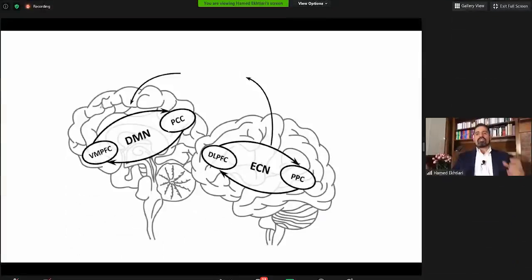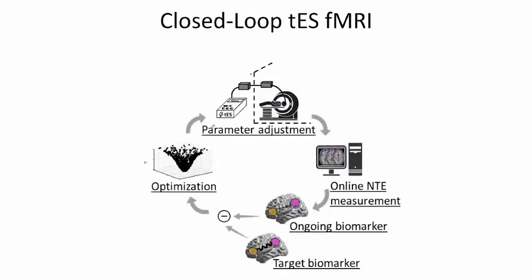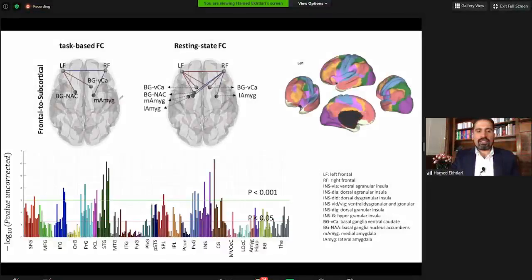There is a question of how these two networks are interacting with each other, executive control network and default mode network. And now we are doing things that we call closed loop TES-fMRI. And we realize that these top-down regulations are highly correlated with the level of activation that we have when we expose people to drug-related cues.